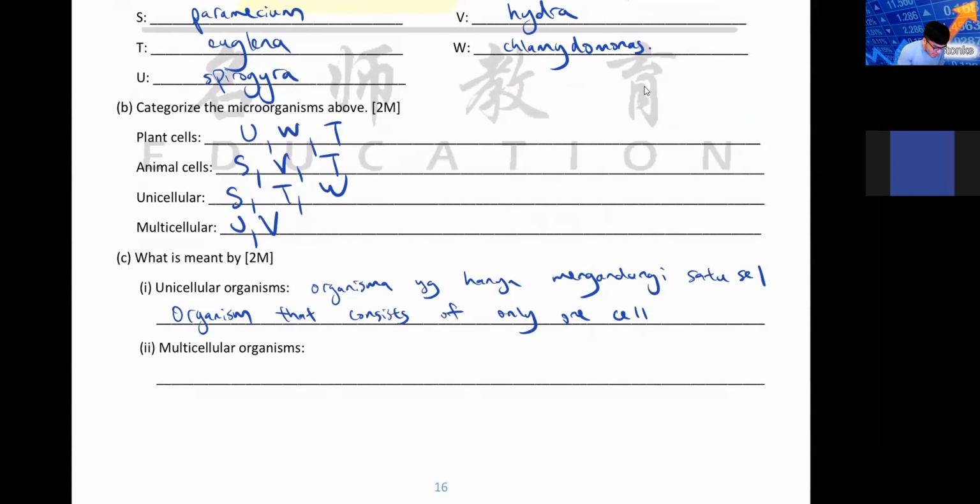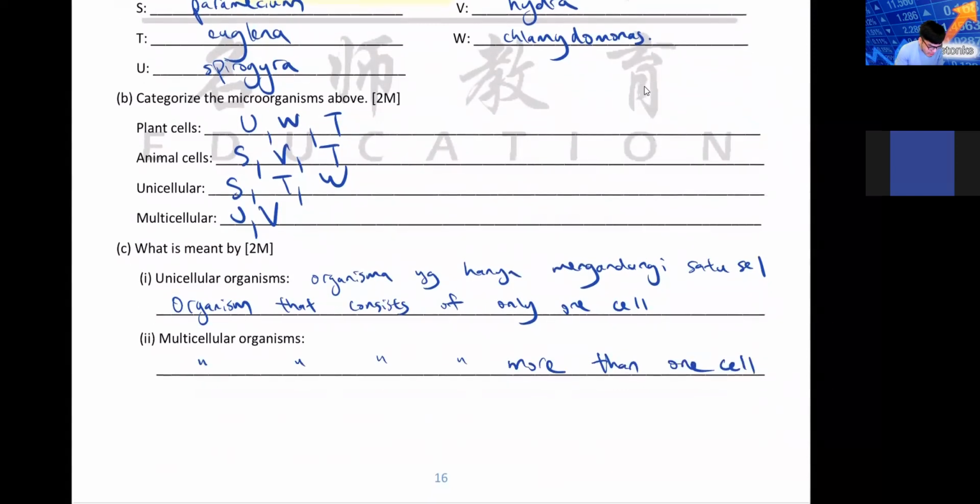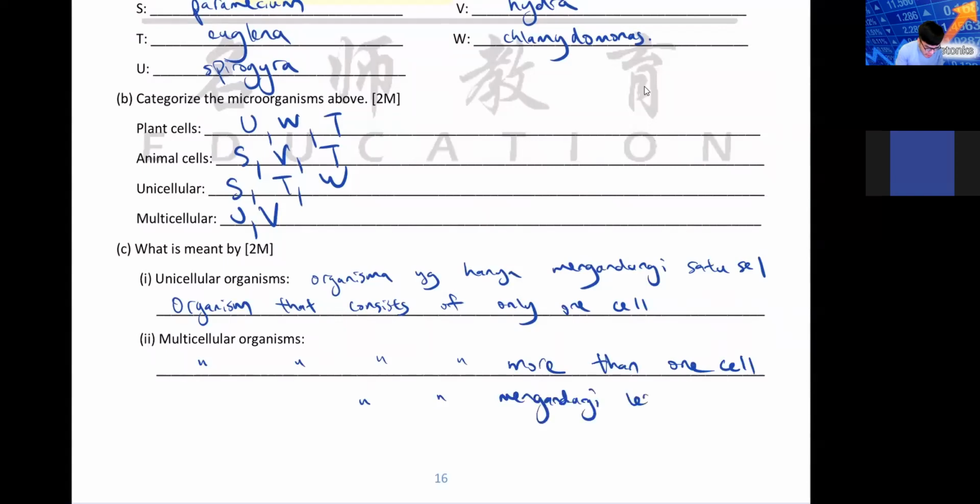Okay, so next, multicellular organism. So organism that consists of more than 1 cell. Okay, organisma yang mengandungi lebih daripada 1 sel. Okay, what is this dot thing? Okay, dot means you copy back the thing up here.